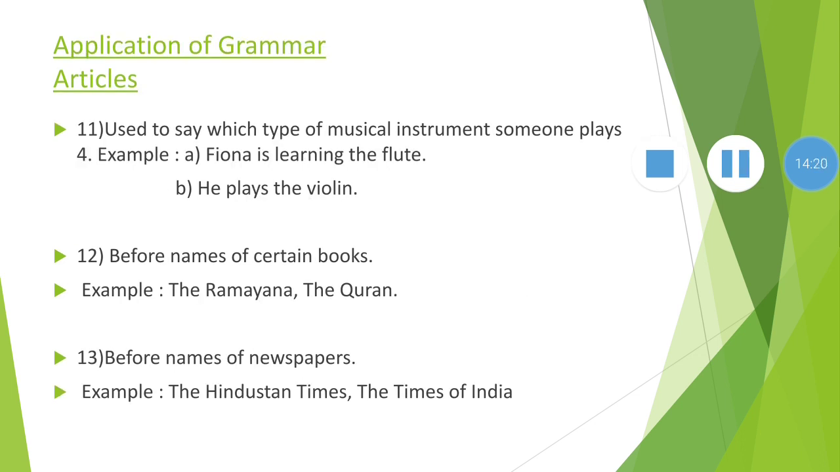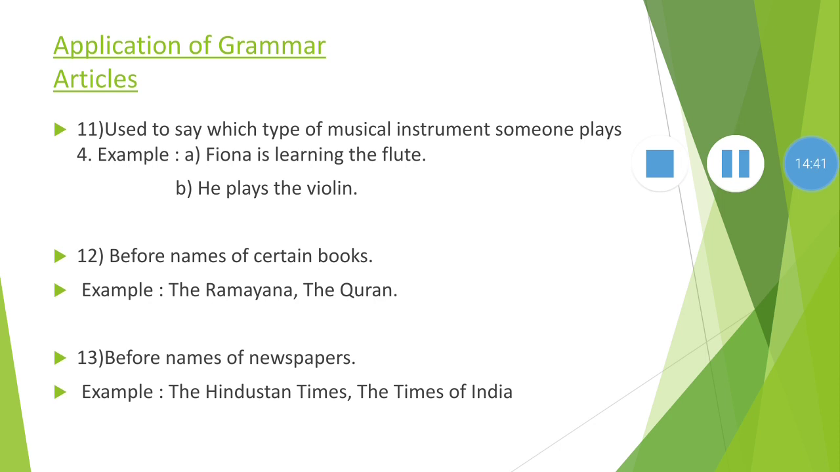Next, before the musical instrument, we use the article. If a musical instrument is there, we use the article. Number 1. Fiona is learning the flute. Flute is a musical instrument. That's why we use the article before it.